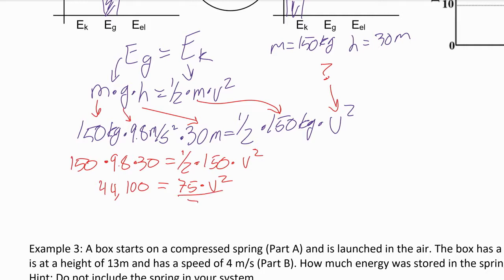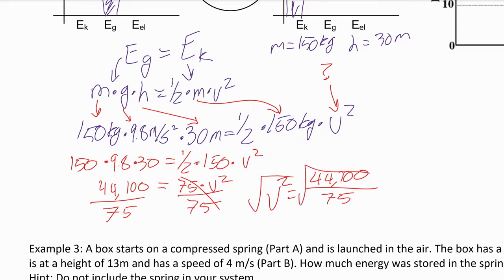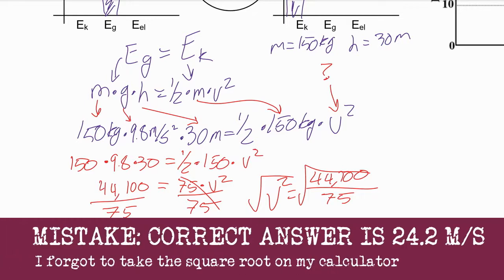And we divide both sides by 75. That goes away, and I'm left with V squared equals 44,100 divided by 75. Take the square root of both sides, and we're left with V equals 24.2, and since it's velocity, it has to be meters per second. And there you have it.